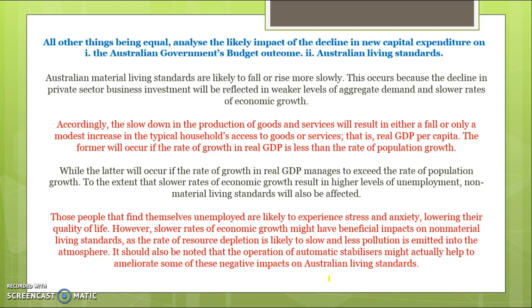So this occurs because the decline in investment is likely to lead to lower aggregate demand and slower rates of growth. This should lead to less household incomes for households because there's less demand for workers, reducing real GDP per capita. It may lead to growth growing slower than population. It could lead to high levels of unemployment, which reduces non-material living standards as well because more people are likely to experience stress and anxiety and therefore depletes their non-material living standards as well.